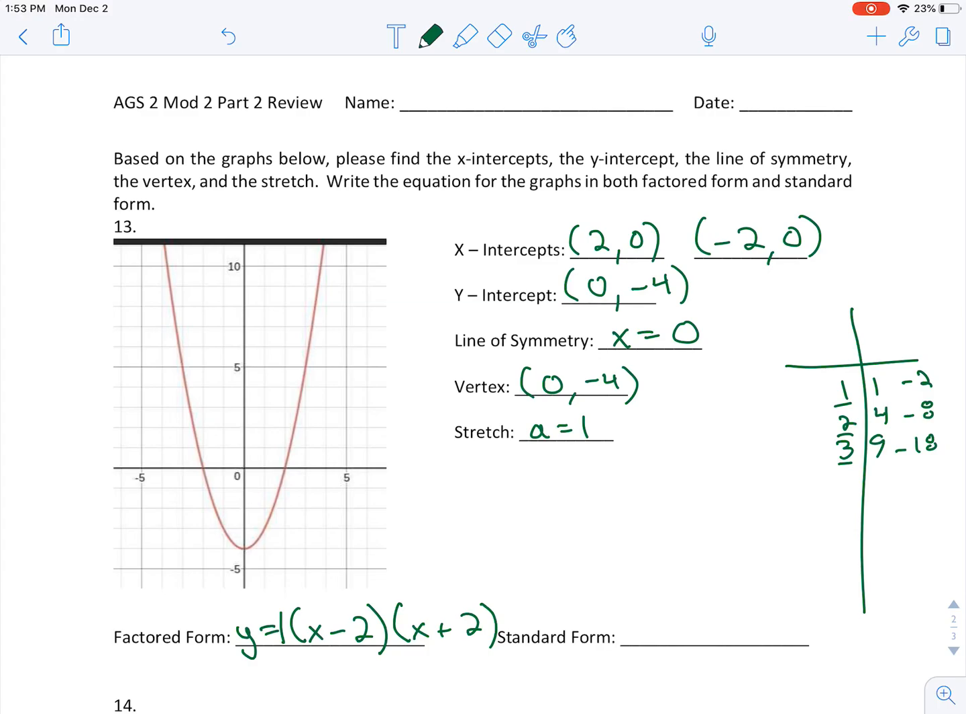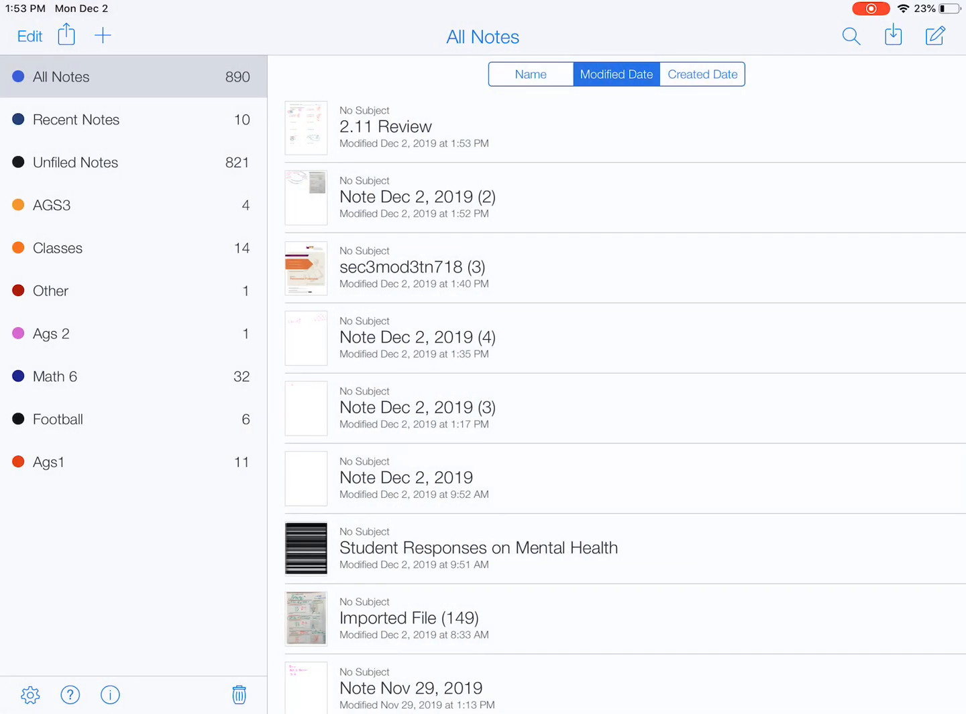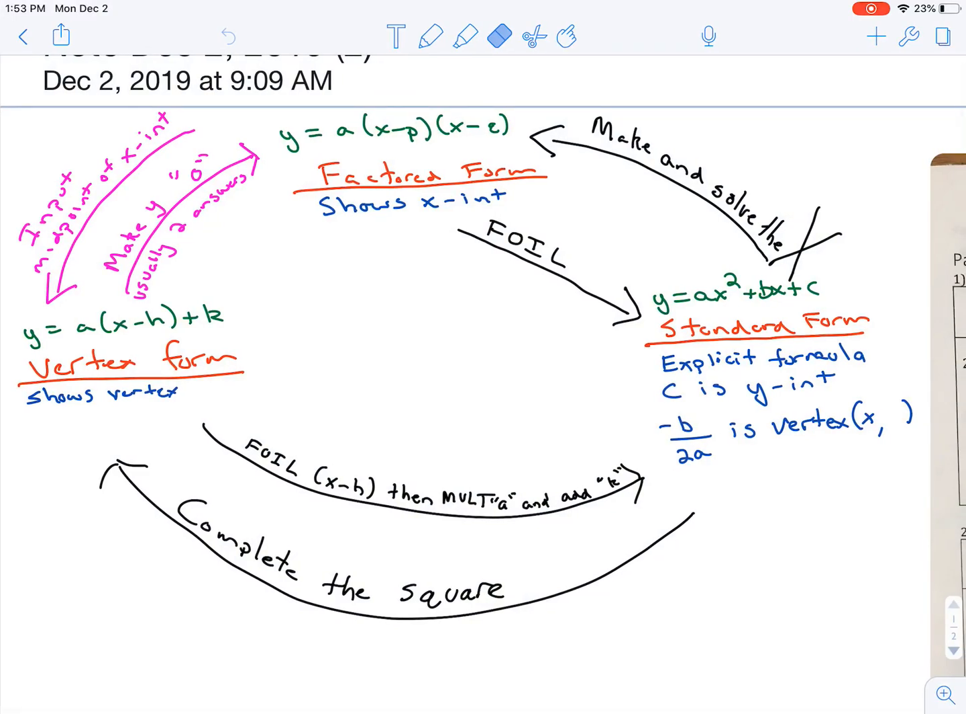So we know here that y is 0 and y is 0. What would make that 0? -2. What would make that 0? +2. Easy enough. Now we've got to get it into standard form. So here's where that little graphic that I drew up comes in handy. And it will more next chapter. This is how you get from one form to another.